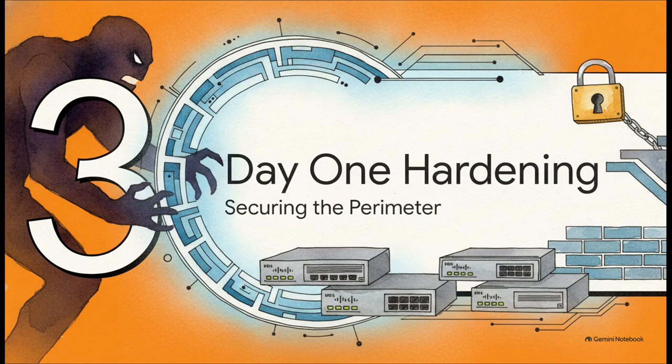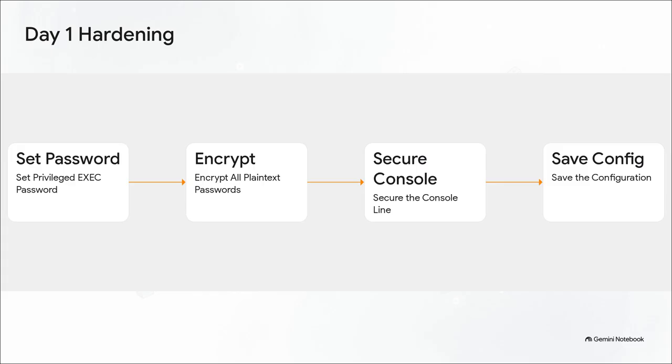Which brings us to section 3, day 1 hardening. Listen, before any real networking happens, before a single drop of data starts flowing, we have a mission-critical task. We absolutely must secure the perimeter of a brand new out-of-the-box switch. If you skip this, your network is compromised from day 1. Here is the exact order of operations.